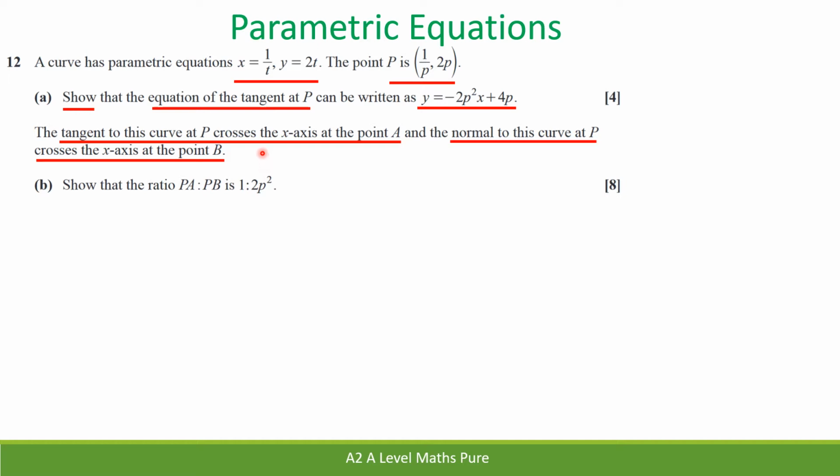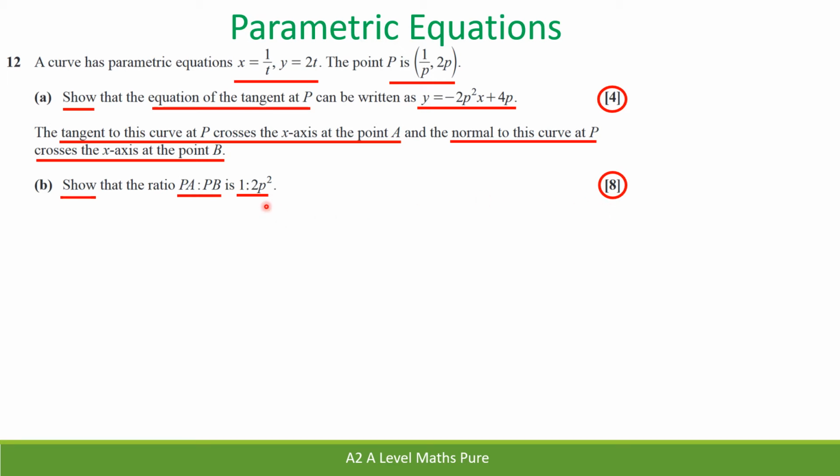So it is really important that you do a quick sketch to draw out what is actually happening with this question, because once you've drawn it out, you'll be able to see. You've got to show that the ratio between P to A and P to B is the same as 1 to 2p squared, and this is worth 8 marks. So the first part is 4 marks, the second part is 8 marks.